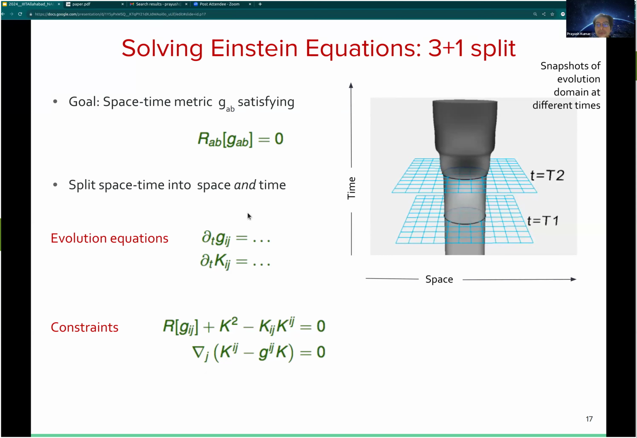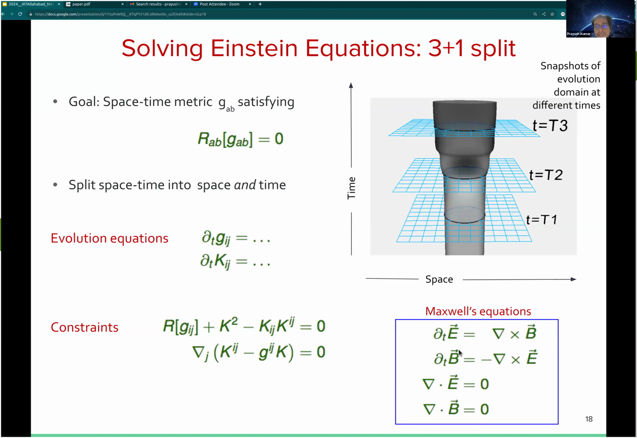Right? So it's not unlike Maxwell's equations, for example, where you have evolution equations for the electric and magnetic field, but you also have some constraints that must be respected as time goes forward.